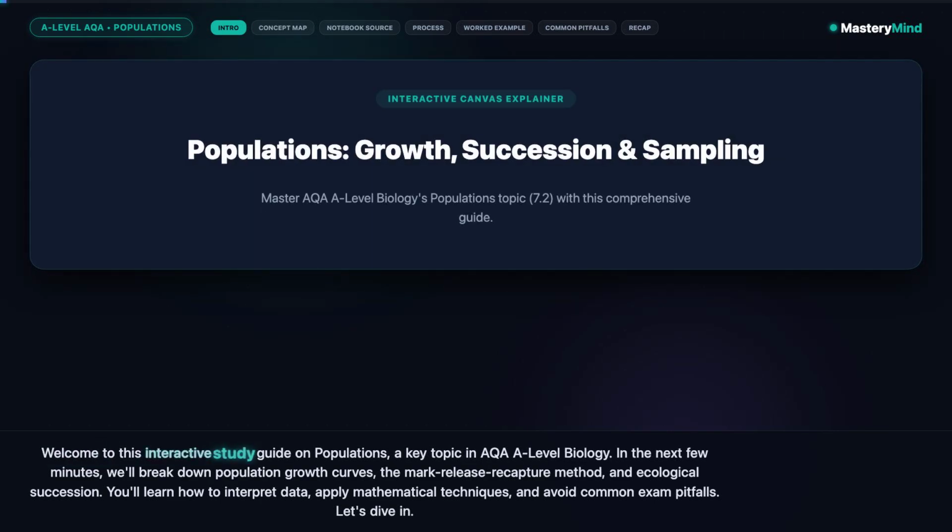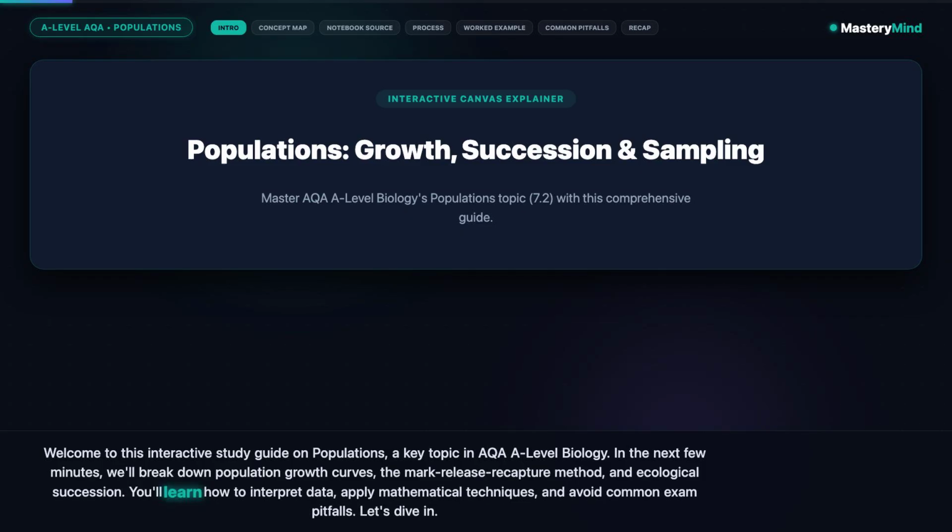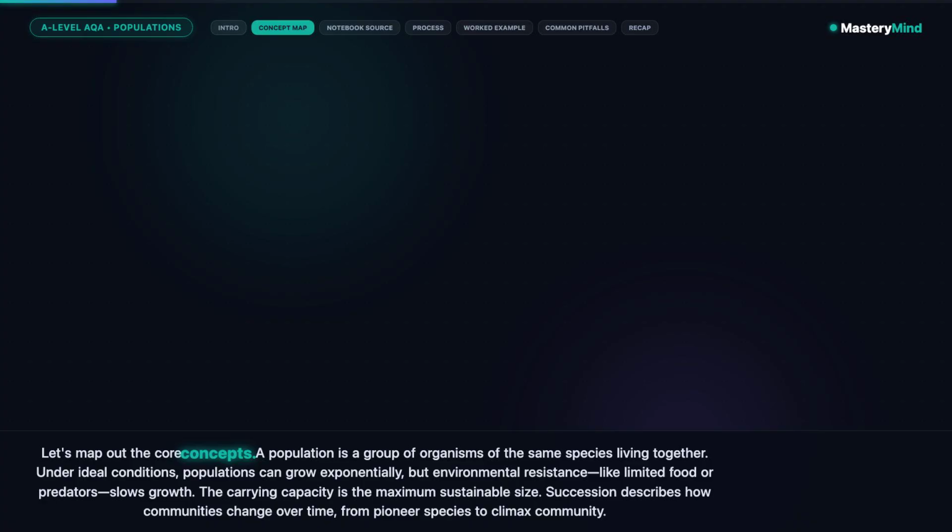Welcome to this interactive study guide on populations, a key topic in AQA A-level biology. In the next few minutes, we'll break down population growth curves, the mark-release-recapture method, and ecological succession. You'll learn how to interpret data, apply mathematical techniques, and avoid common exam pitfalls. Let's dive in. Let's map out the core concepts.